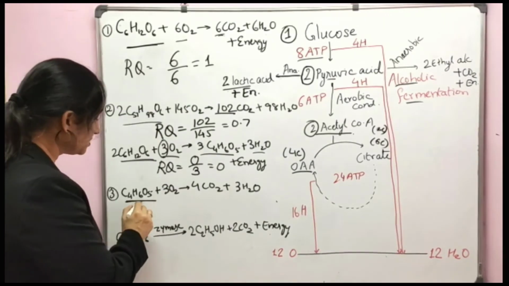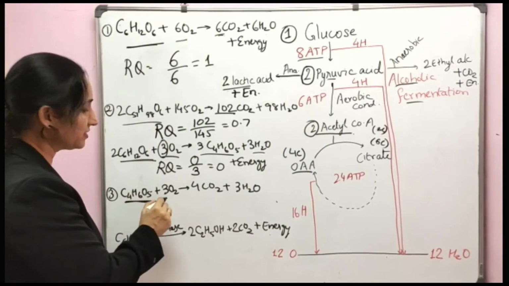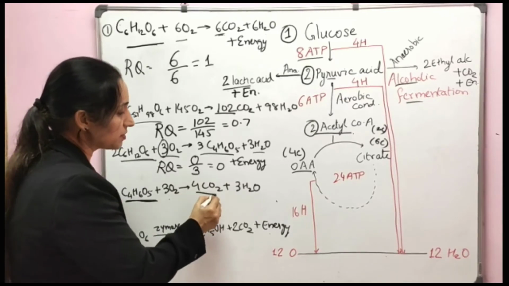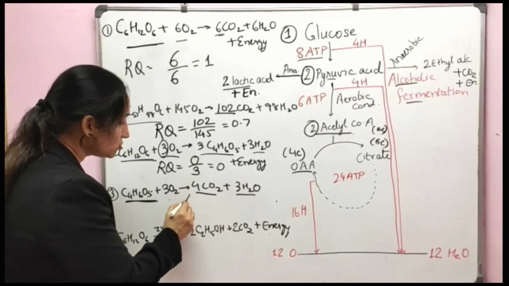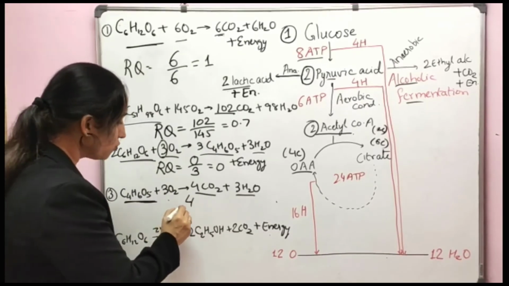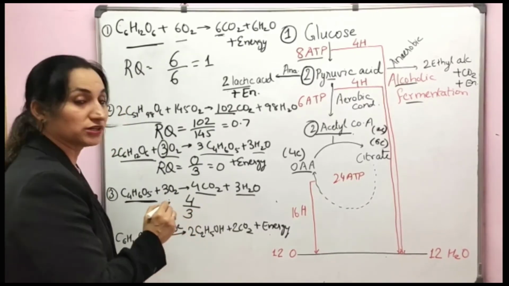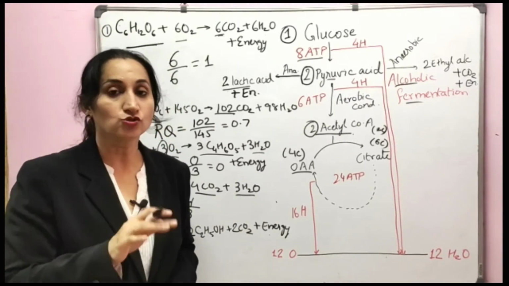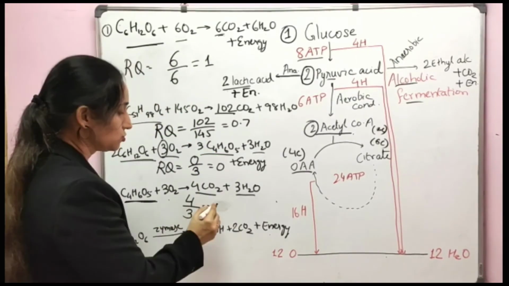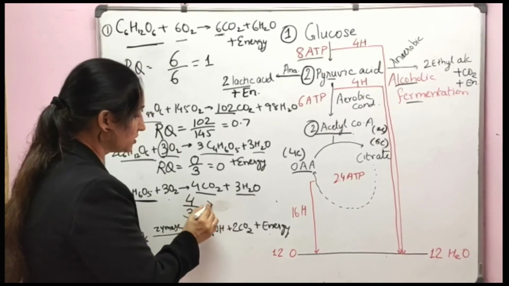Let us take an example. This is malic acid. When malic acid gets oxidized, it releases carbon dioxide and water. But the carbon dioxide released is more than the volume of oxygen utilized because oxygen was already there in their molecules. So it is not absorbed from the atmosphere. So RQ is more than 1.